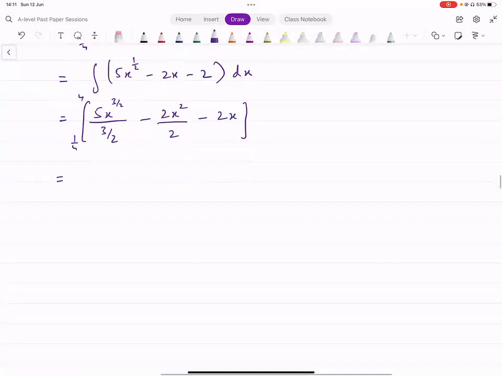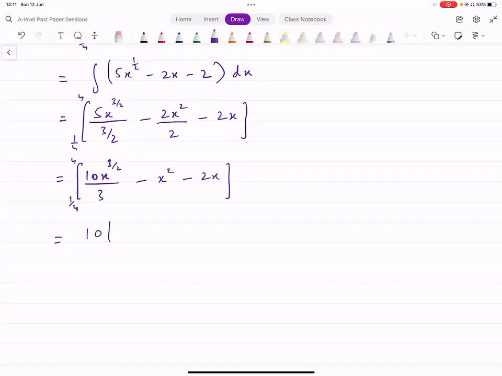Okay, let's simplify this first before we input the limits. That's going to make your calculation a bit easier. This 2 is going to go up in the numerator, and that gives us 10x raised to power 3/2 divided by 3 minus x squared minus 2x. Now let's input the limits. This step is necessary that you show how you're inputting the limits. So let's substitute the limits inside. Don't do this directly on your calculator. You have to show this process. 10 into 4 raised to power 3/2 divided by 3 minus 4 squared minus 2 into 4.